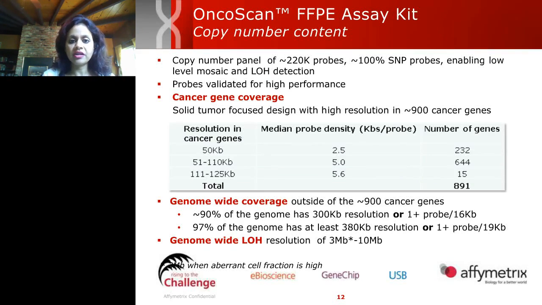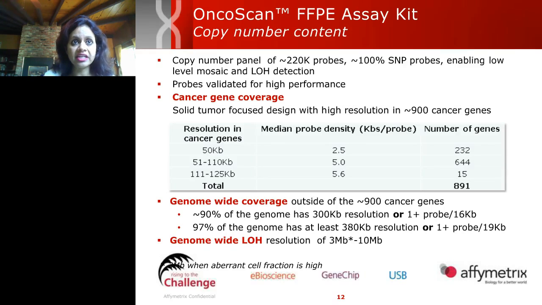So what is this product about? It's a copy number panel of 220,000 probes, and all of these are SNP probes. The advantage of having a SNP probe is twofold. A, it gives you 2 data points per call, unlike other array CGH methods. You see a shift in the log-2 ratio, and you see a corresponding change in the SNP pattern.